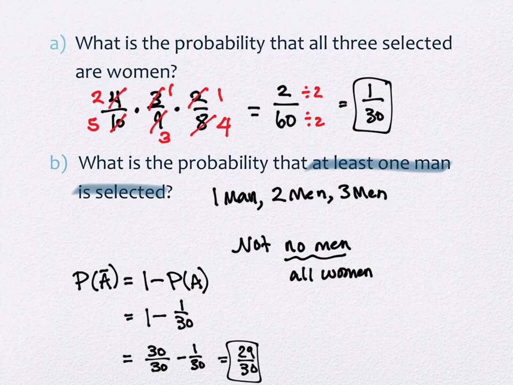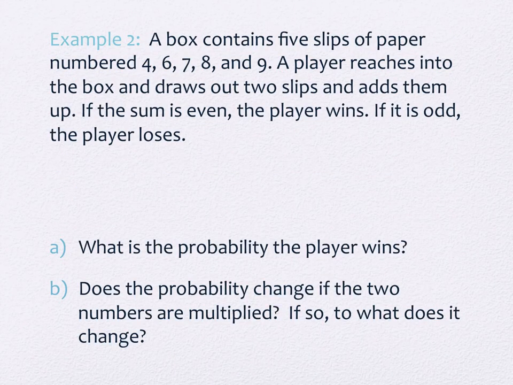Okay. The next one I'm going to show you is actually one where there's another option in terms of showing work. If you don't like the tree diagram approach, we're going to do more tree diagrams later, but I want to show you another option in terms of work. We have a box. It contains 5 slips of paper. The 5 slips of paper are numbered 4, 6, 7, 8, and 9. Okay, pretty good so far. A player reaches into the box and draws out 2 slips of paper and adds them together. If the sum is even, the player wins. If the sum is odd, the player loses. Okay, can you picture doing this activity? Okay, you could picture doing this. It's very descriptive. It's very helpful.